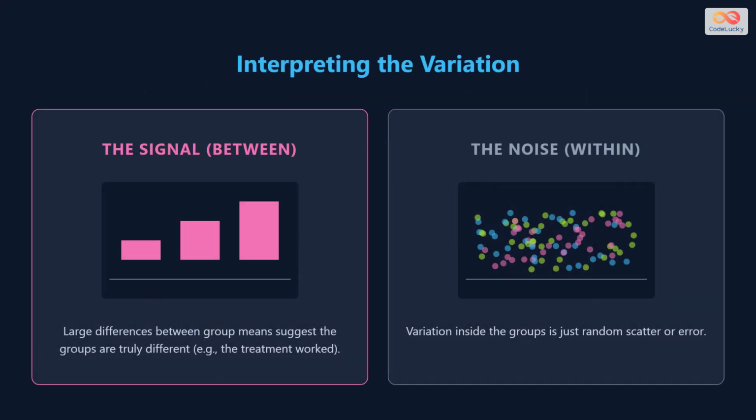Why do we do this? Think of it as separating signal from noise. The between-group variation is the signal. It tells us if our categories or treatments are actually doing something different. The within-group variation is just the noise or random scatter of the data.